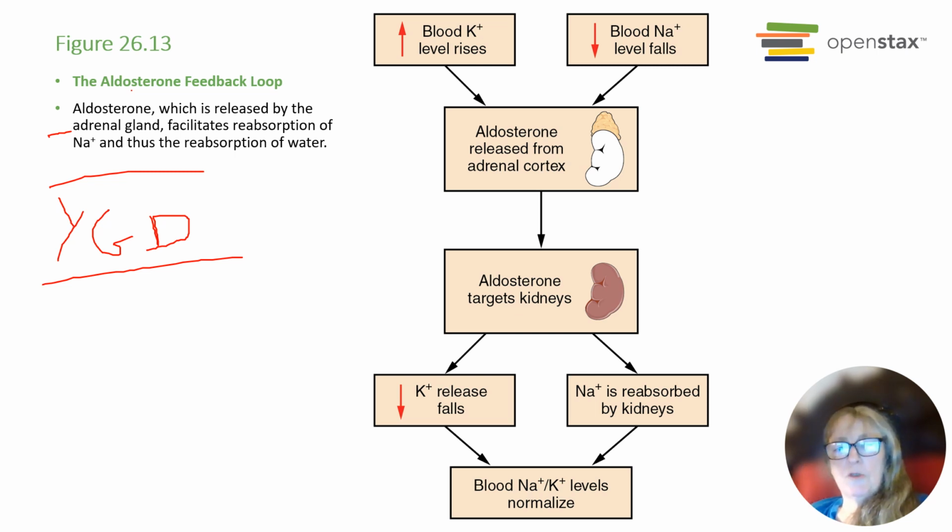So aldosterone is going to be released from the adrenal gland, and that targets the kidneys, and the kidneys will throw potassium out. Easy enough. And sodium will be resorbed. So that normalizes sodium-potassium levels. Same thing if the sodium levels fall. What happens if sodium levels get drastically, terribly too low? Right here. You gon' die.